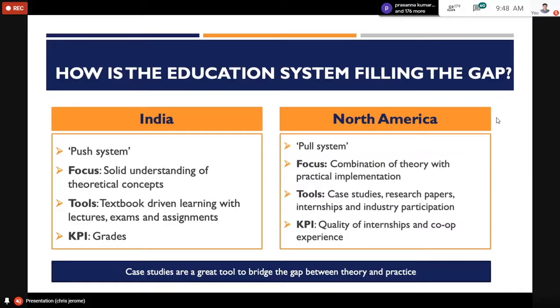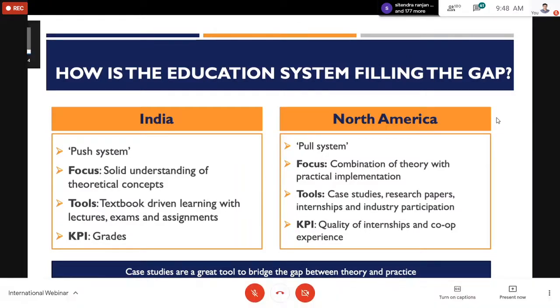So it's more pull-based, where the student has the initiative. And the focus is the combination of theory and practical implementation. The tools used are case studies, writing research papers with professors, internships, and participating in industry activities. The measure of success, or the KPI, in North America at the end of a student's program is to see the quality of internships they've done. How have they been involved in cutting edge research?